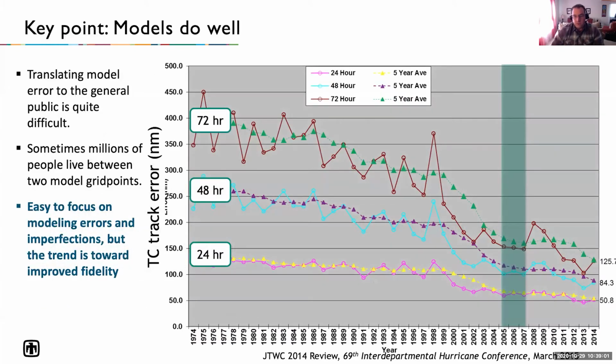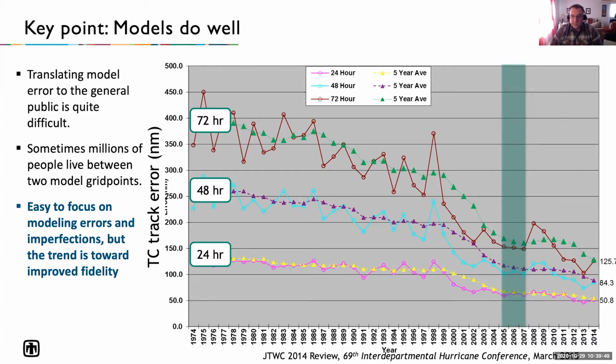The first thing I want to do is make the point that models actually do really well. It's really easy to focus on their deficiencies, especially when it's your job to work on those deficiencies. But the truth is they do really, really well. It's becoming apparent that half the challenge or more is in just translating the model output to the general public or to decision makers. An example that one of my undergraduate professors liked to give is that one of the best numerical modeling successes was viewed by the public as one of its worst failures. And that was the 1996 blizzard on the East Coast.